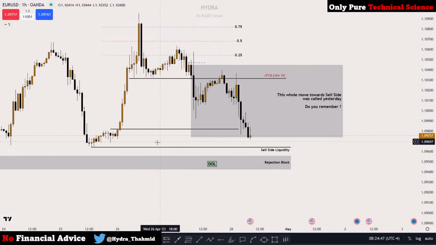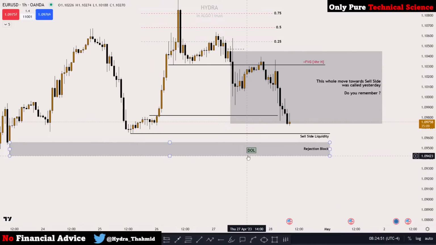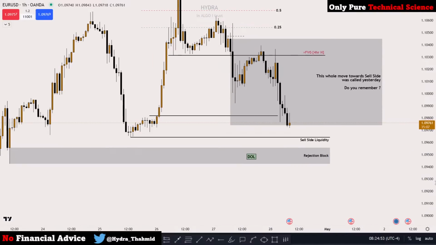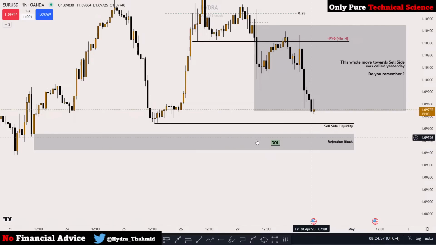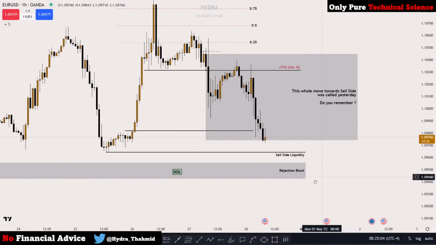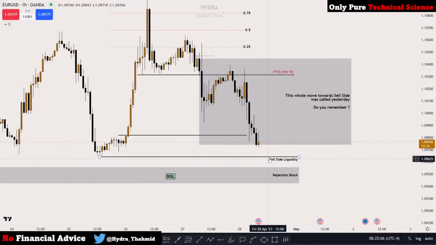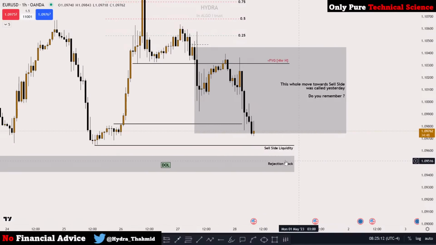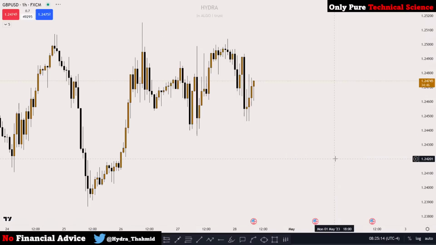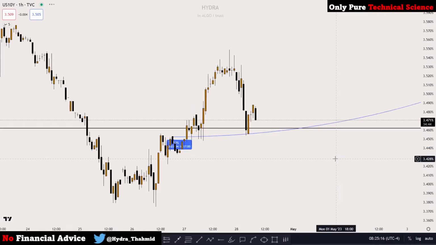Anyway, so that's our internal sell side liquidity here, and our draw on liquidity is in this rejection block. On forex, what I saw is price gets rejected from the rejection block quite a lot. So that's a rejection block, and that's where I see price coming down after providing liquidity in this sell side. So yeah, let's see. We have news in 5 minutes, so it's a high impact news. So nothing is certain because of that news.